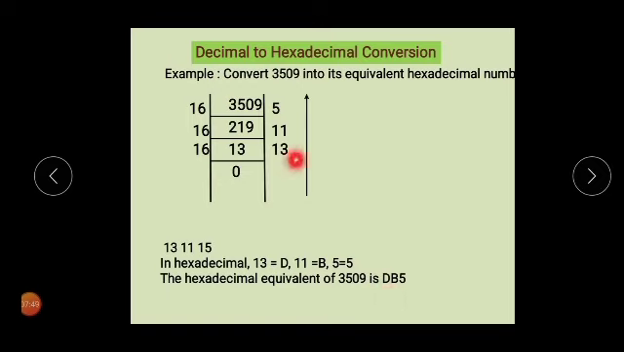Here we got 13, where 13 in hexadecimal is nothing but D, 11 is nothing but B, and 5 is represented as 5. So therefore we get DB5.